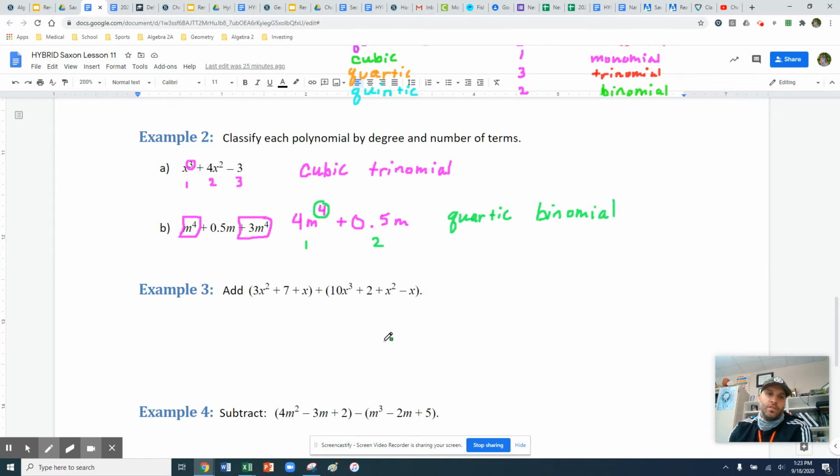So that is our 2 examples of how we classify. Just make sure that you are simplifying, combining like terms wherever possible, and then the degree of the polynomial is only the highest degree. So you will have multiple exponents in there, possibly, but you're only classifying by that highest one, and that's it.